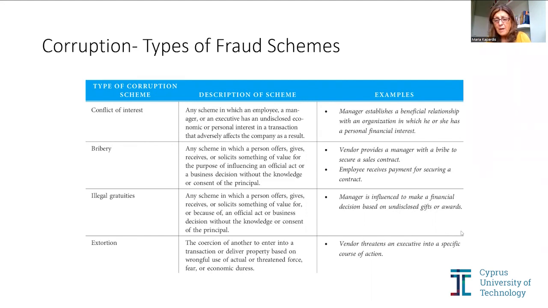Illegal gratuity. An example of that would be a manager who is influenced to make a financial decision based on undisclosed gifts or awards. And extortion. What is the difference between extortion and illegal gratuity? It is when the vendor threatens an executive into a specific course of action. So if you don't give me this money, you're not going to get the tender. You're not going to get the job. You've got to pay me, or you've got to do something in return for me to offer you that position.